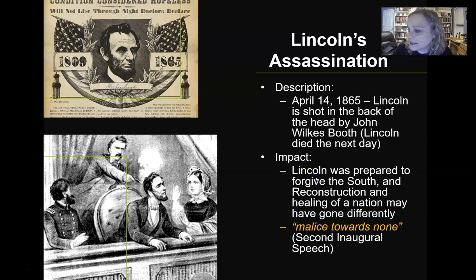And he actually, in his second inaugural speech, which was made not too long before that, he won his second term at the end of 1864. So in 1865 he made his second inaugural speech, and he actually says malice towards none. And he says it's time to forgive. It's time for us to move on. And for the South, this ends up being a very negative thing for them.